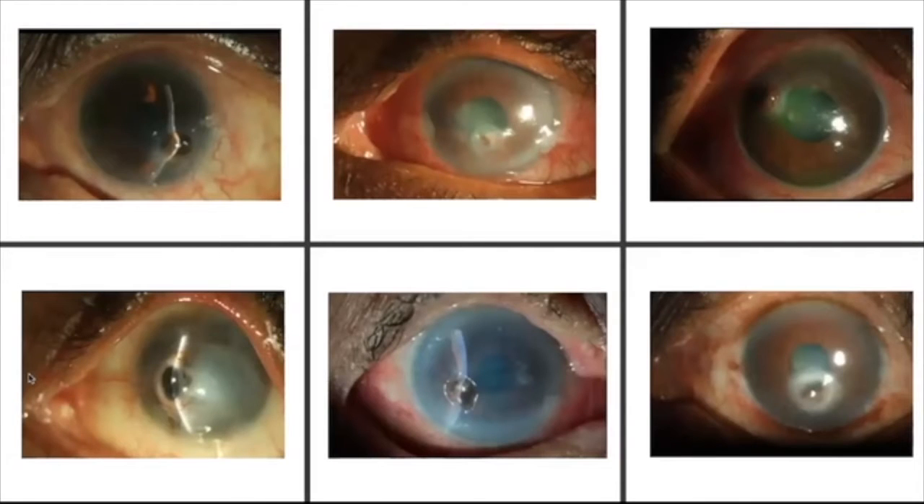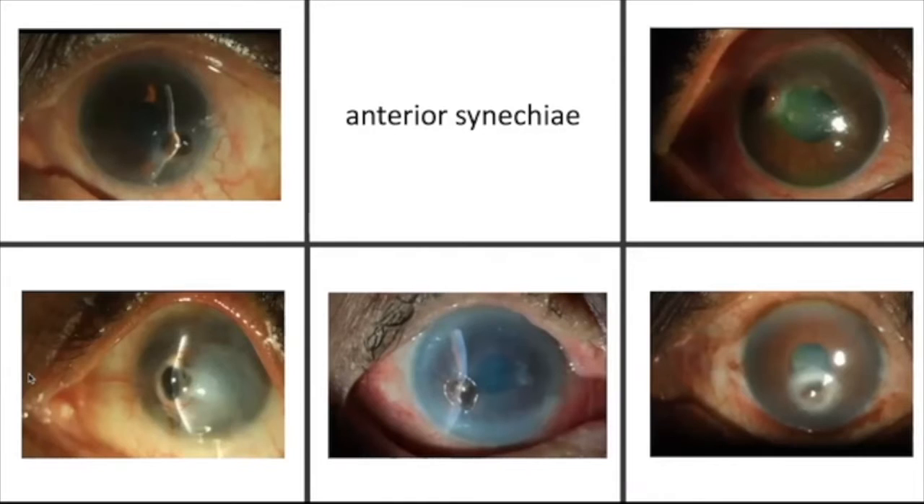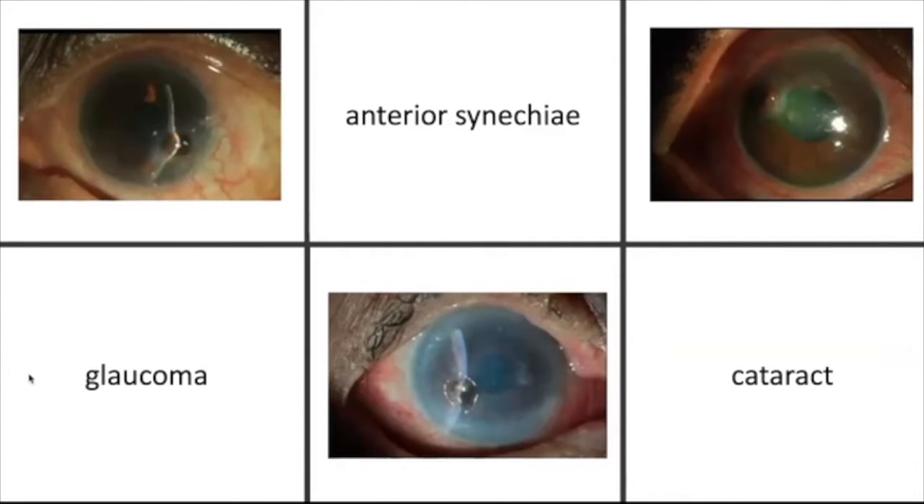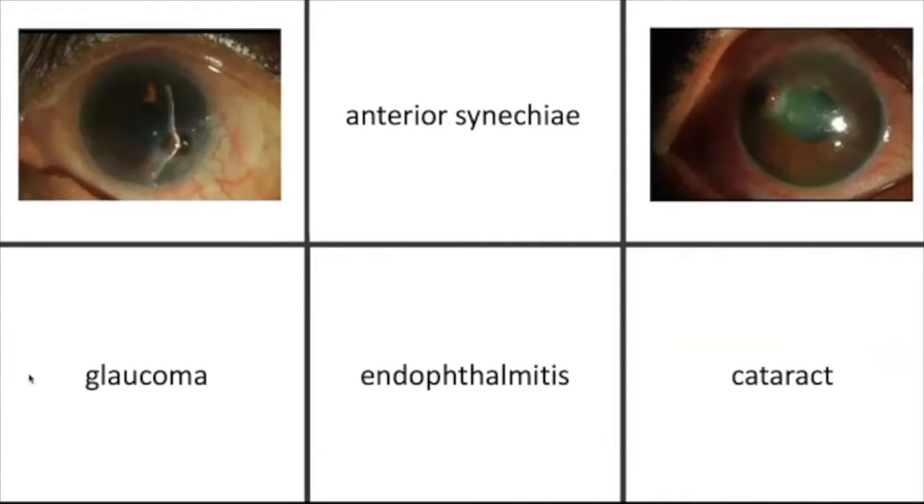This slide shows that a perforated cornea is potentially devastating. It can have a persistent leakage that brings a shallow anterior chamber with leakage of aqueous humor, and anterior synechiae. You can develop glaucoma, cataract, and also endophthalmitis. So this is quite important, and you need to work on this.